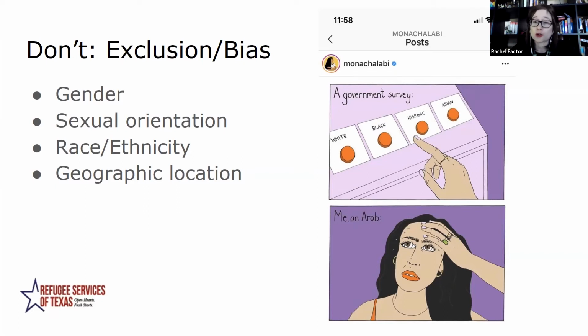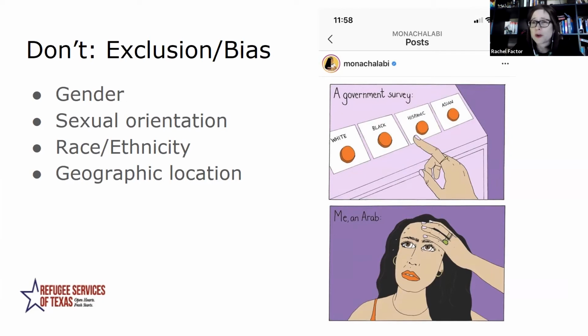So there's a great cartoon here by an artist named Mona Chalabi. In this cartoon, she's showing at the top a government survey where in the US specifically, we often see white, Black, Hispanic, and Asian. And here she is at the bottom, an Arab woman, and she doesn't feel that she belongs in any of these categories. So this survey is exclusionary. She may feel uncomfortable giving that information.